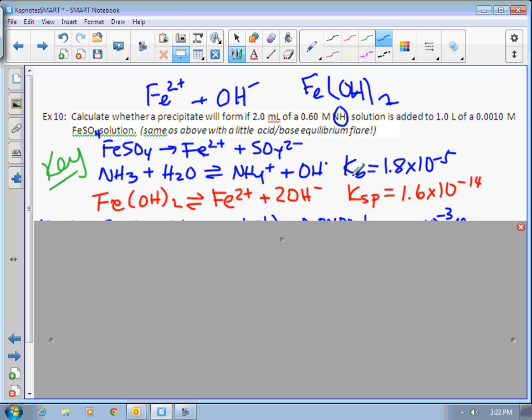So could you look at this problem, calculate the iron, calculate the hydroxide, and then put it all together to calculate Q and compare to Ksp and decide if there's a precipitate? I'd love to see you guys give it a try. Pause, and then go ahead and check the key in just a minute.